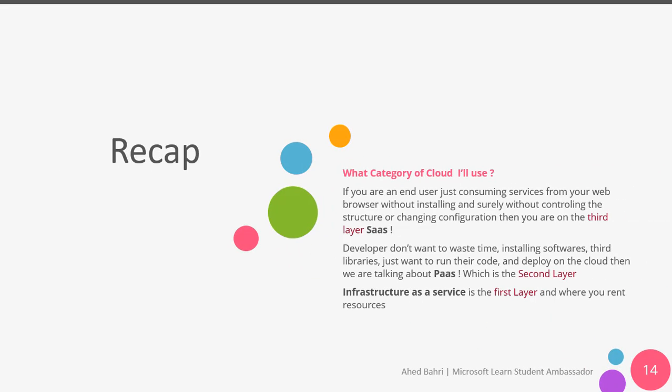What category of cloud are you? If you're an end user just consuming services from your web browser without installing and surely without controlling the structure or changing configuration, then you're on the third layer, SaaS. Developers don't want to waste time installing software or third-party libraries. They just want to run their code and deploy it on the cloud. Then we are talking about PaaS, which is the second layer. Infrastructure as a service is the first layer, and it's where you rent resources.